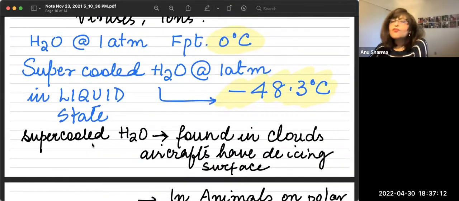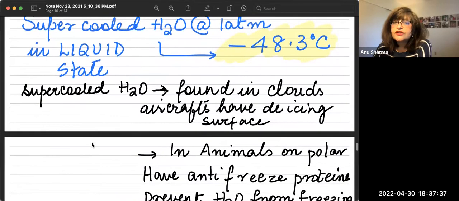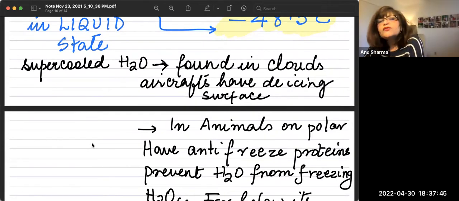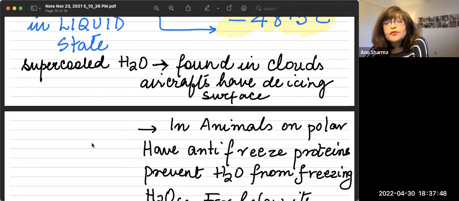So we see that water freezes at 0 degrees Celsius at 1 atmospheric pressure, but supercooled liquid water can remain as water at 1 atmospheric pressure even at negative 48.3 degrees Celsius. So supercooled water can exist there, provided the water is extremely cold, but at the same time pure and free of any nucleation site. So where do you find supercooled water? You find supercooled water in clouds. And this is the reason why.